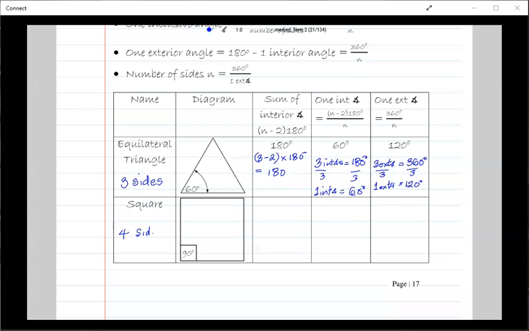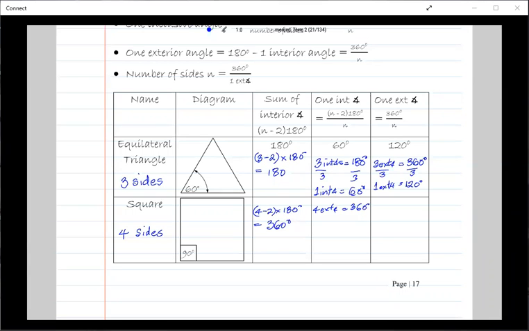So a square is a quadrilateral. So a square is the name of the regular quadrilateral. In the formula, n would be 4. So this is 4 minus 2 times 180 degrees. This is 2 times 180 degrees, which is 360 degrees. So the 4 angles, which are all equal, equal 360 degrees.